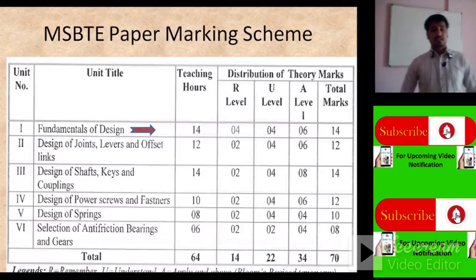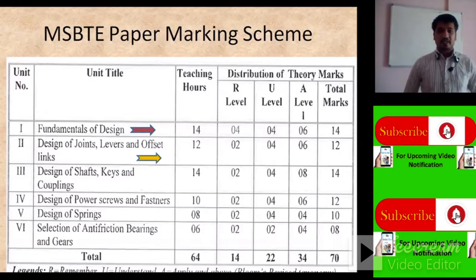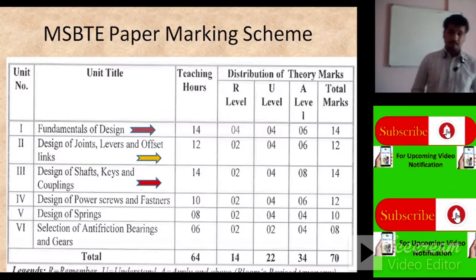Then we have the next unit, that is design of joint, lever and offset links. In this unit we have to design different types of links, levers and offset links. This unit number 2 is for 12 marks. This is a purely analytical unit. We have different formulas to solve all these parameters. Then we have the third unit, which is an important one, that is the design of shaft, key and coupling. This unit is also for 14 marks.